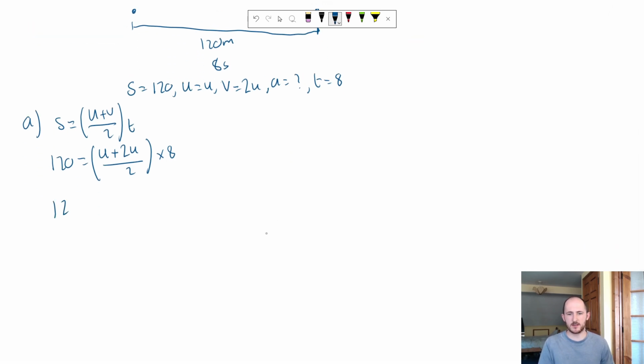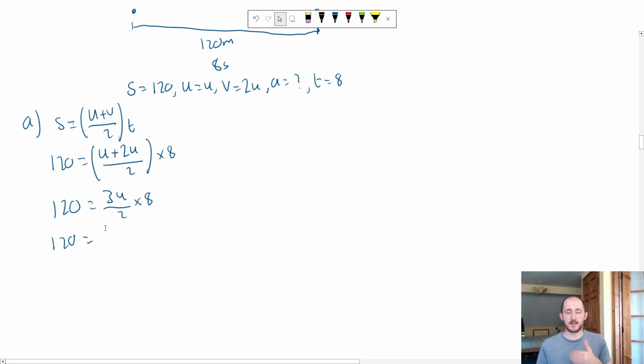Again, I want to take it nice and slow, but you can do this algebra as quick as you like. U plus 2u is 3u over 2, times 8. If we want to now, we can multiply these, so that would be 24 over 2, which is 12. So 120 equals 3 times 8, which is 24, then divide by 2 is going to be 12u, which means u is equal to 10 meters per second.